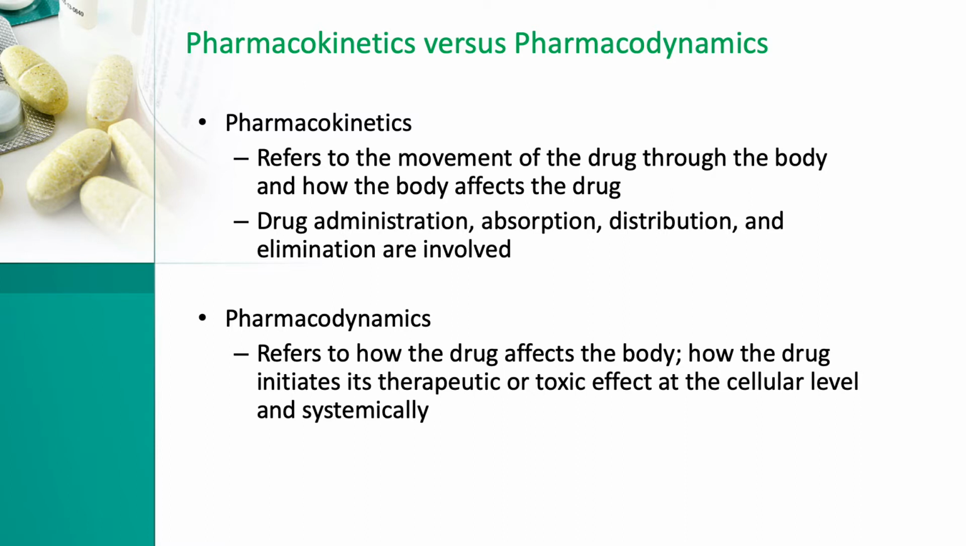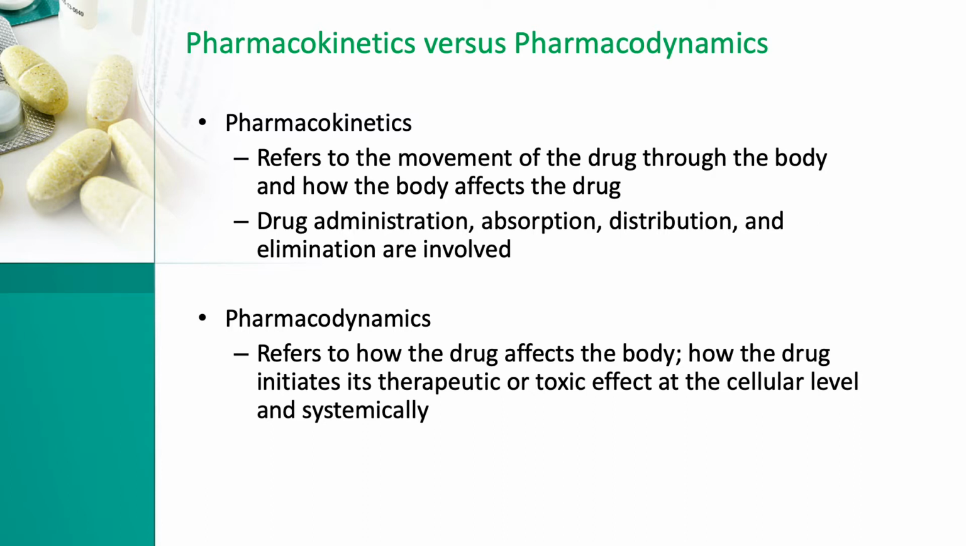Pharmacokinetics refers to the movement of the drug through the body and how the body affects the drug through the processes of absorption, distribution, and elimination. And elimination includes metabolism and excretion.